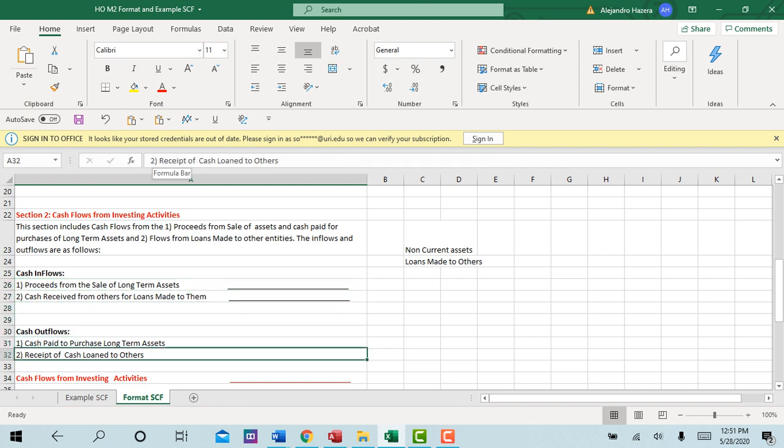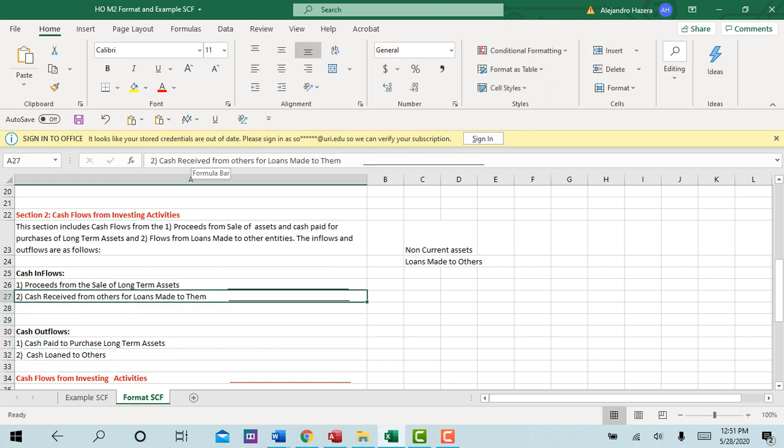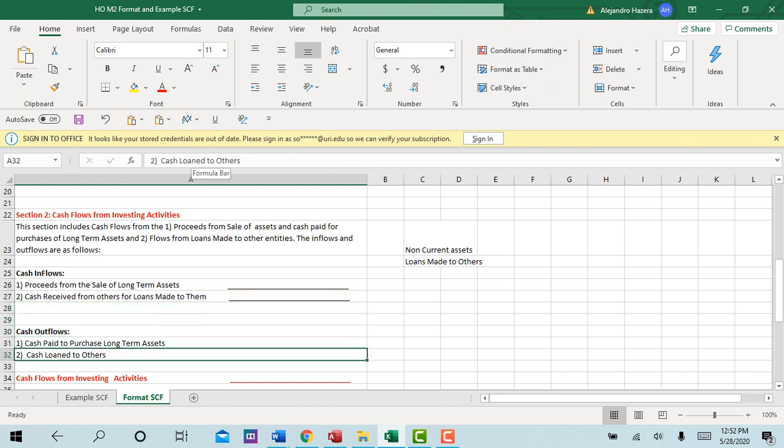The outflow is when you, oh no, I should not have put that there, is cash loaned to others. So cash received after you've made the loan, then that's the cash inflow. And then the outflow is when you actually loan the cash out, cash loaned to others. But this is loans to others.